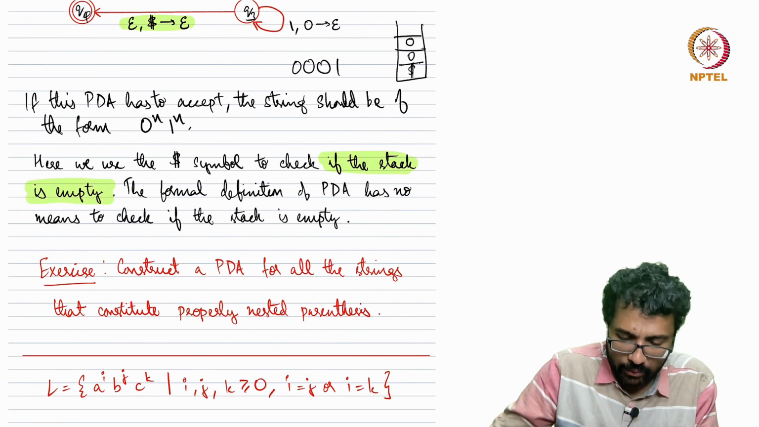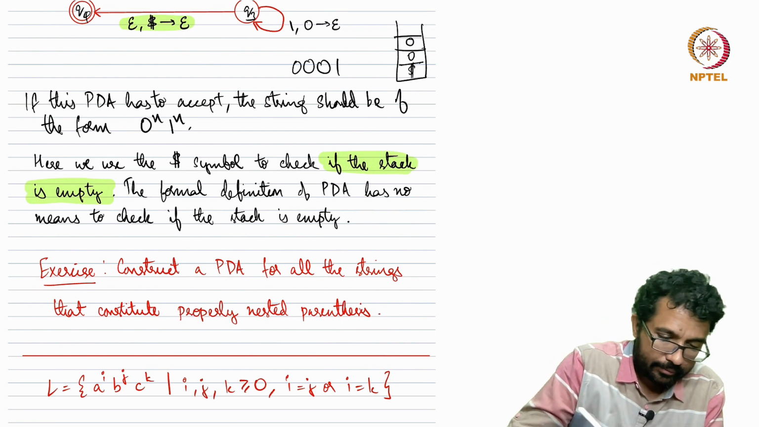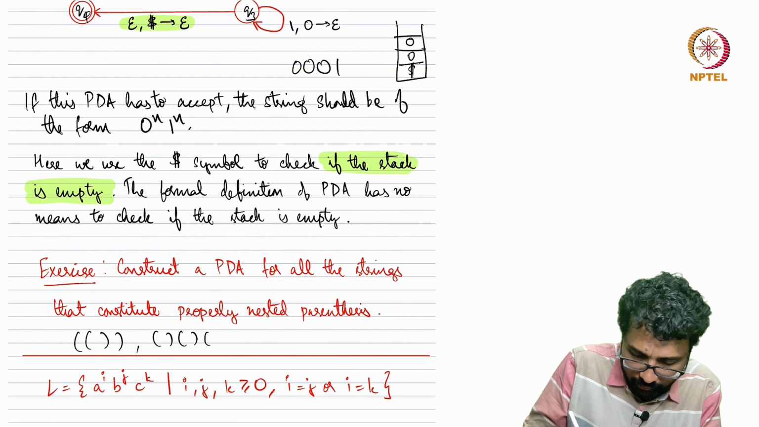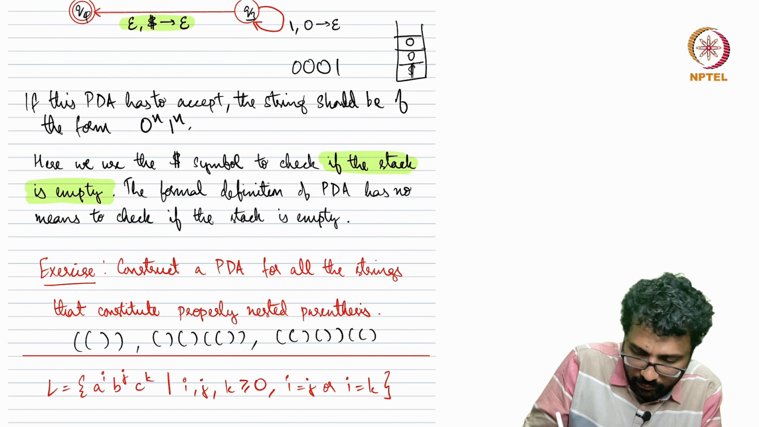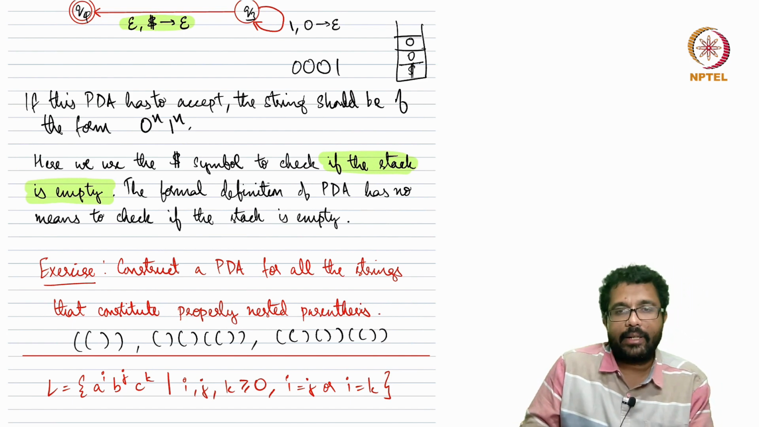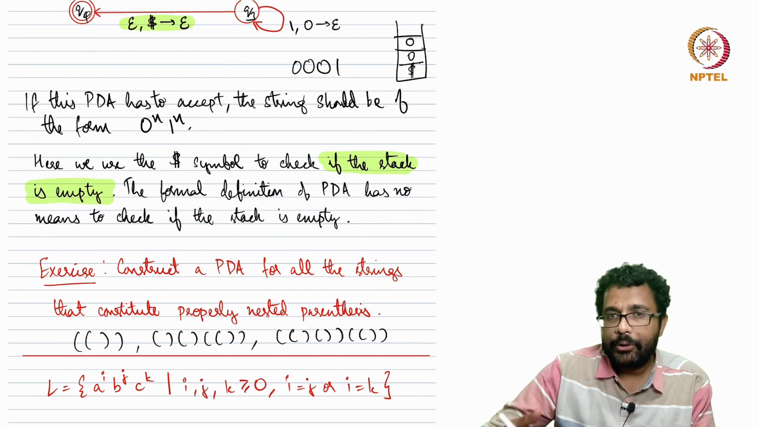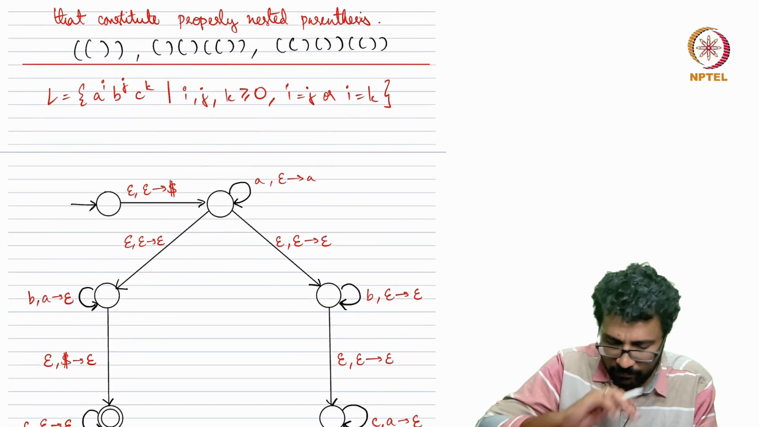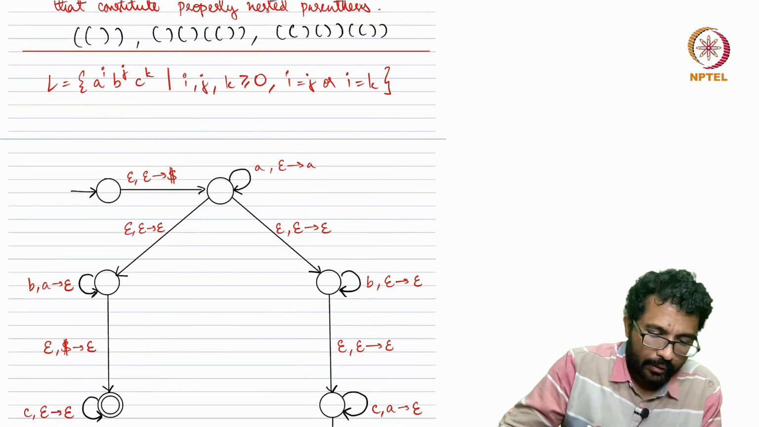So one exercise is to construct a PDA for all the strings that constitute properly nested parentheses, right? So things like this. All these strings are properly nested and matching parentheses. So try to construct a PDA for this. I think we have seen a context free grammar, but try to come up with a PDA as well.